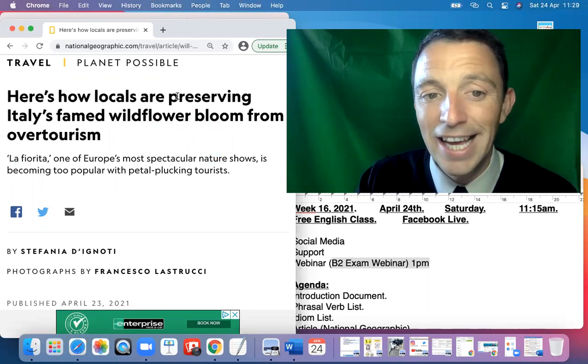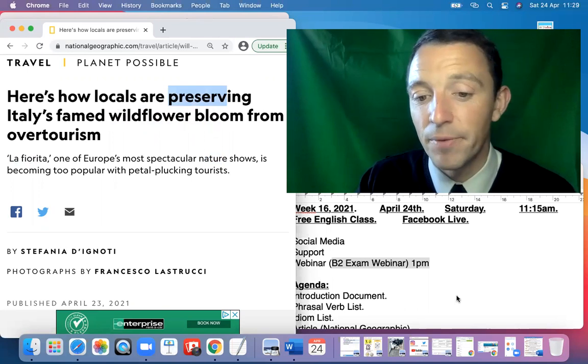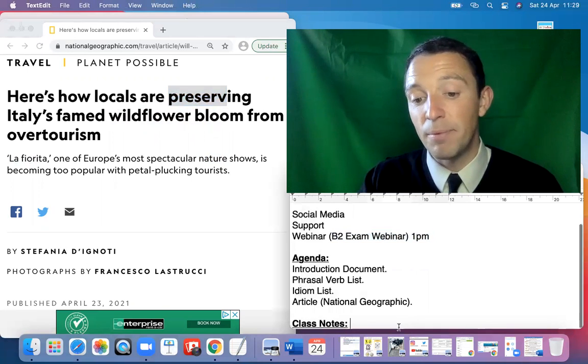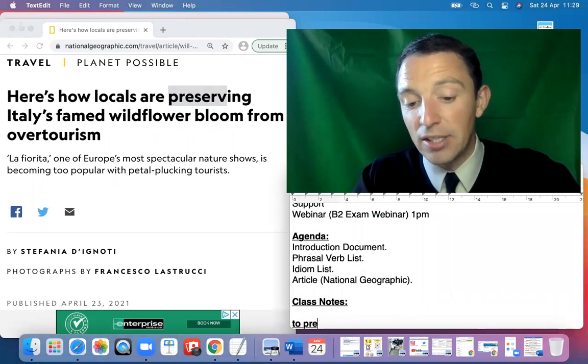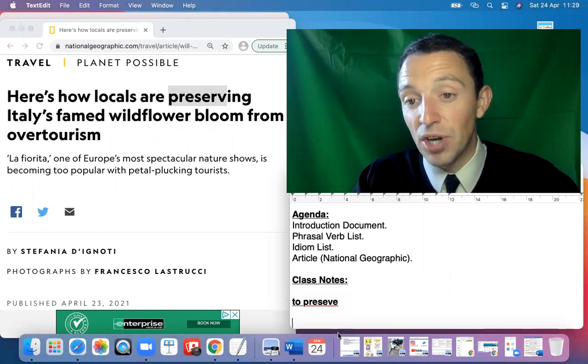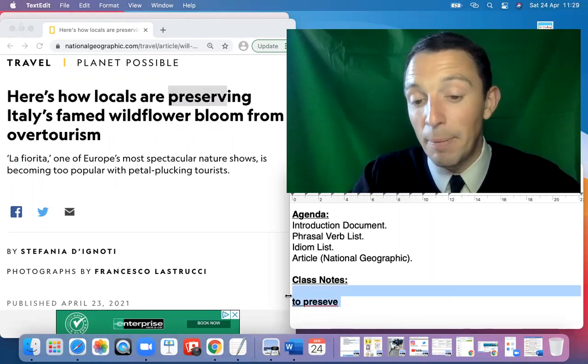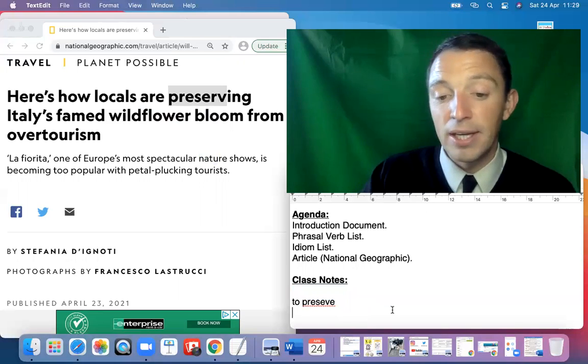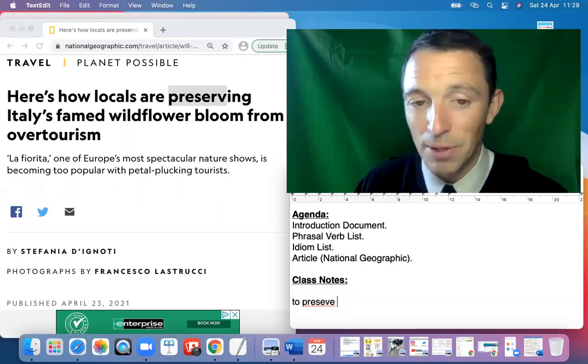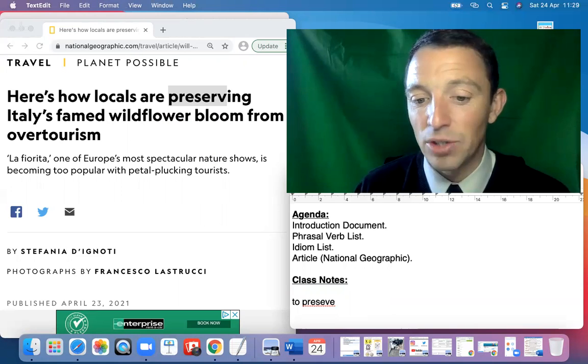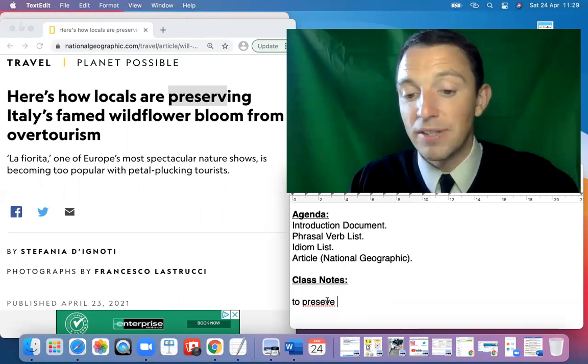Okay, so the first is the verb to preserve. Okay, and to preserve is to keep. So it's very typical in lots of situations to preserve your record, to preserve your reputation, to preserve your routine. It's flexible, and I think it's similar in other languages as well. And basically it means to protect or to keep.